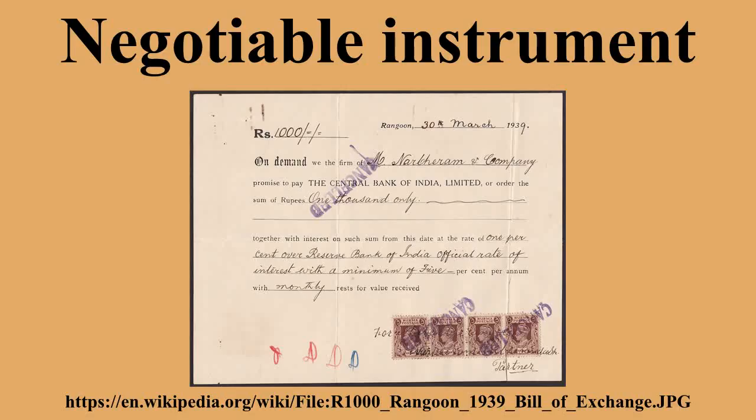In some cases a bill is marked "not negotiable." See crossing of cheques. In that case it can still be transferred to a third party, but the third party can have no better right than the transferor.